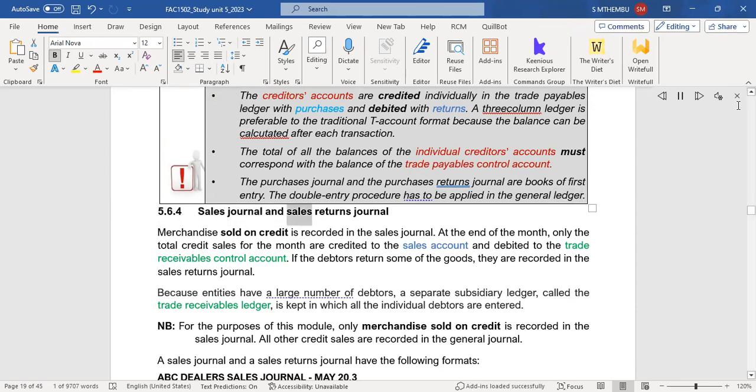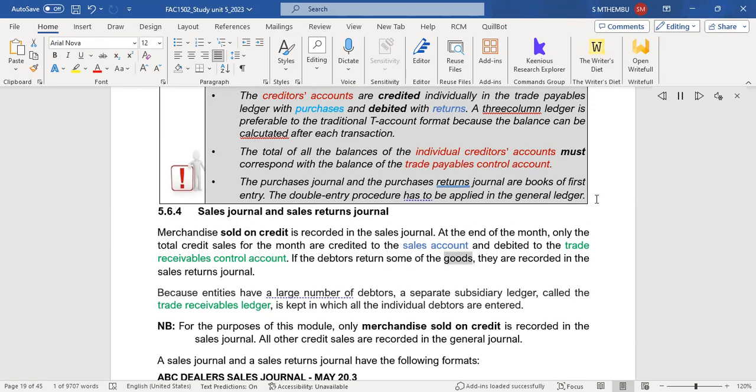5.6.4 Sales Journal and Sales Returns Journal. Merchandise sold on credit is recorded in the Sales Journal. At the end of the month, only the total credit sales for the month are credited to the sales account and debited to the trade receivables control account.